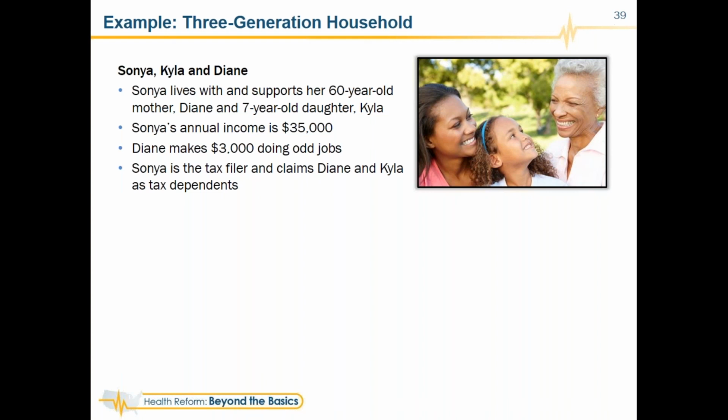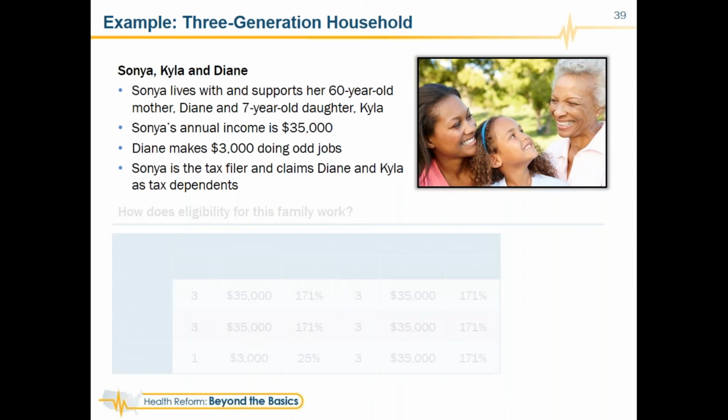So first we have Sonia, Kyla, and Diane again. Sonia lives with and supports her mother, Diane, and her daughter, Kyla. Sonia makes $35,000 a year, and Diane has occasional work that she makes about $3,000 a year. So Sonia is the tax filer. She claims Diane and Kyla as tax dependents. So let's look at how eligibility works for each family member.